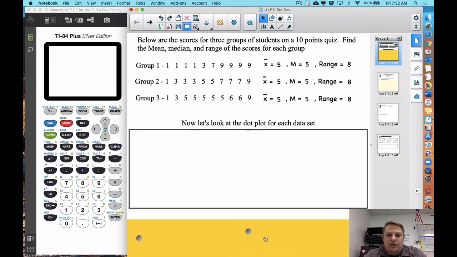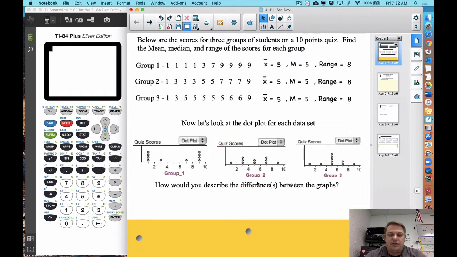Here's what the pictures look like. So these are the dot plots. They don't look anything alike at all. We've got this one here that has most of the points, or a big chunk of the points, right in the middle of the graph, near the mean. And we've got this one here that has no points in the middle. In fact, most of the points are spread toward the edge. And then this one's kind of in between.